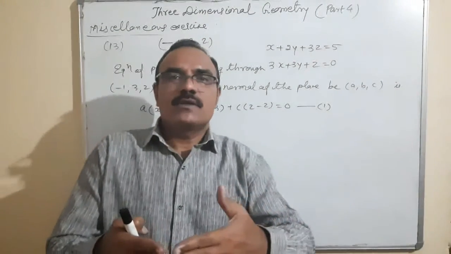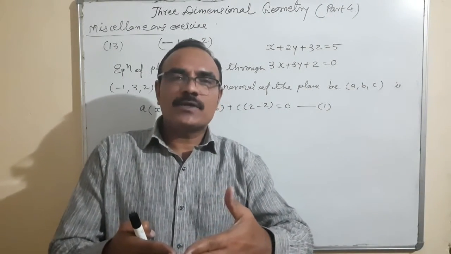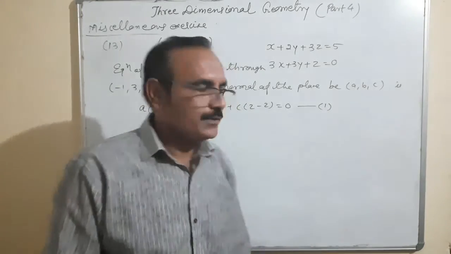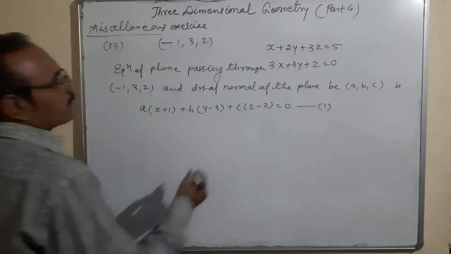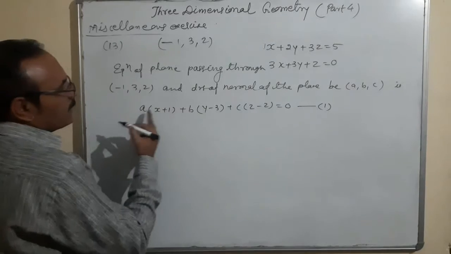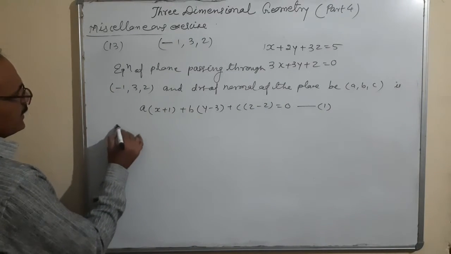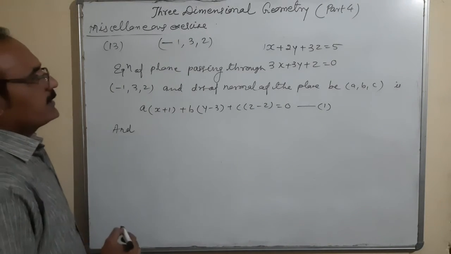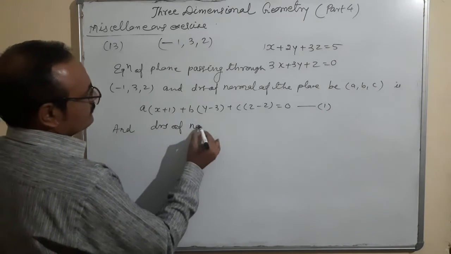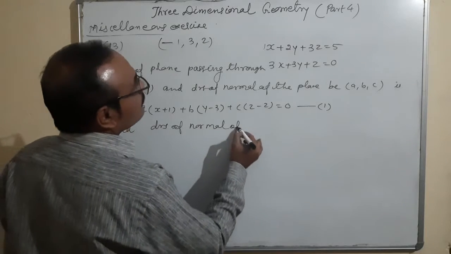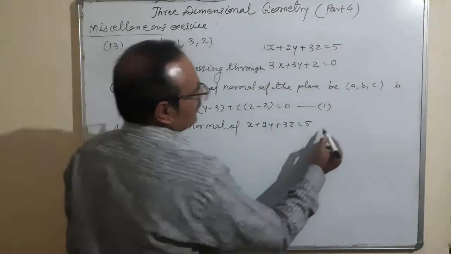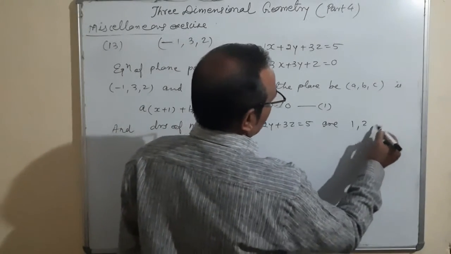So that means two lines are perpendicular to each other. The condition is a1a2 plus b1b2 plus c1c2 is equal to 0. Okay, so may I write here the direction ratio of this plane as 1, 2 and 3, and the direction ratio of this plane as A, B and C. Therefore, the direction ratio of the normal of x plus 2y plus 3z is equal to 5 are 1, 2, 3.